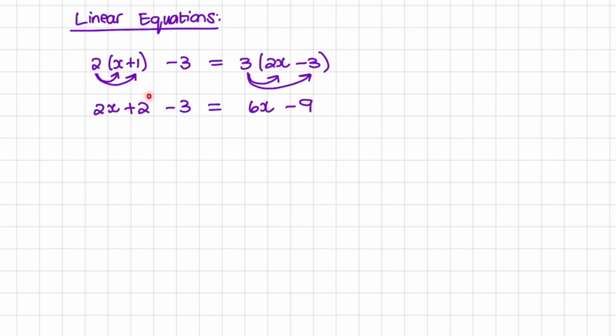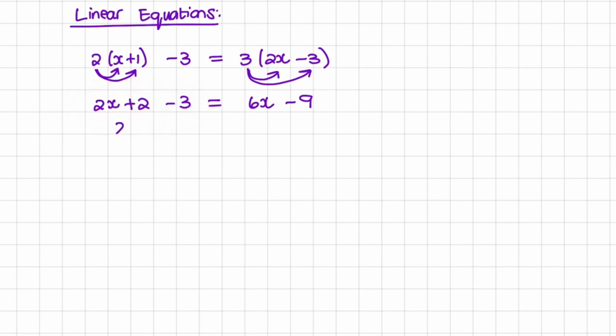So I can take 2 and subtract 3 from it. So we have 2x minus 1, and that is equals to 6x minus 9. So on the right hand side, we can't add 6x with 9 or subtract it because they are not like terms.